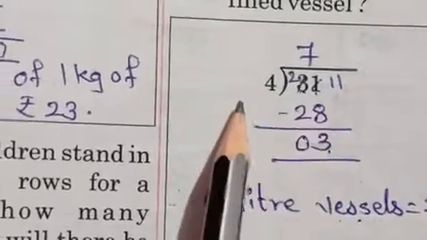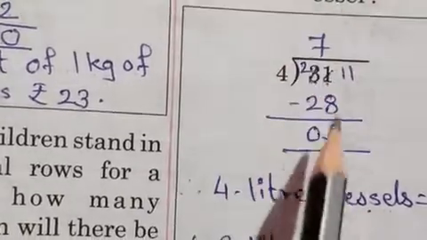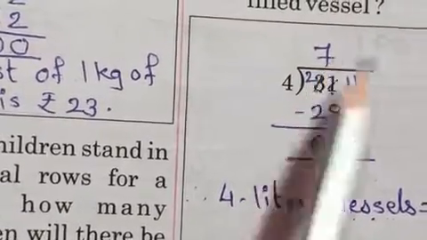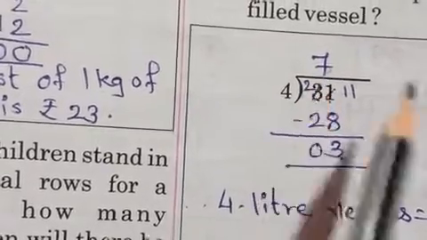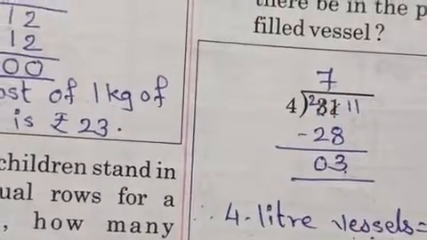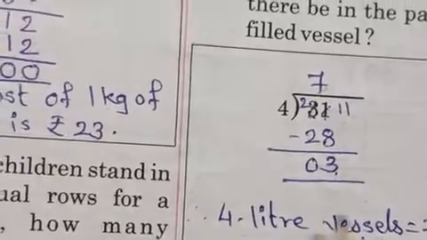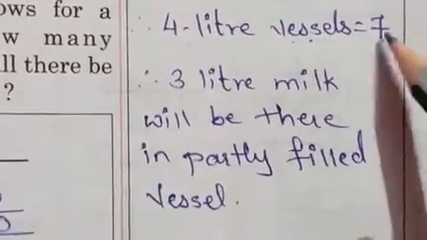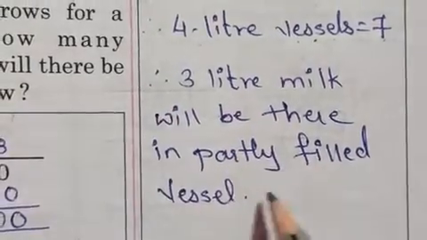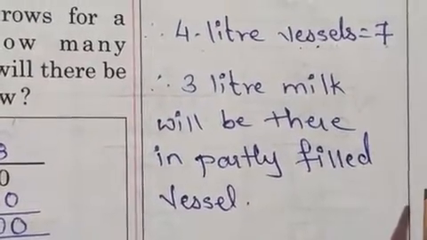Division, 31 divided by 4, and you will do the division. That is 7 liters, and 3 liters of milk will be there in the partly filled vessel.